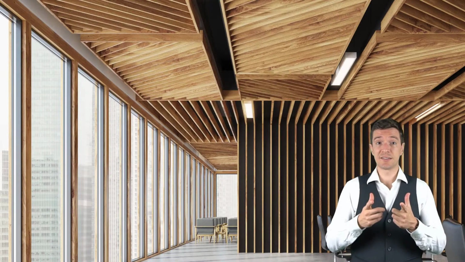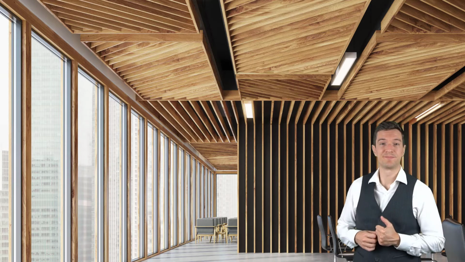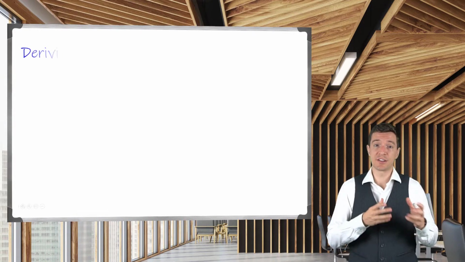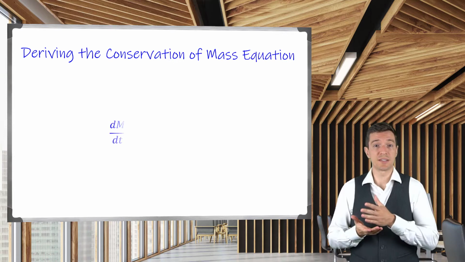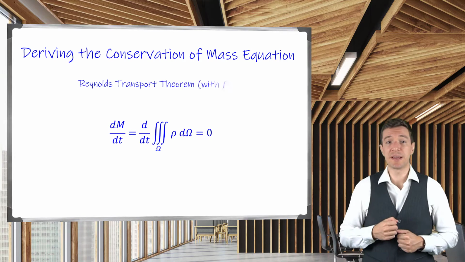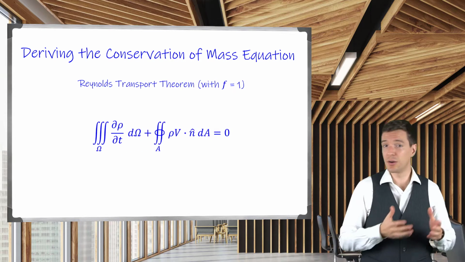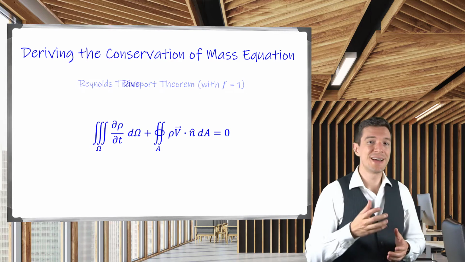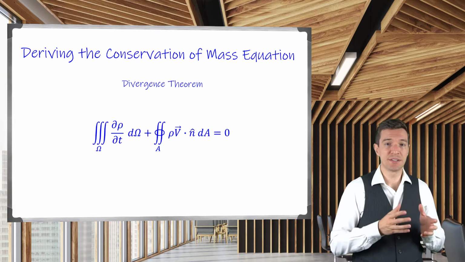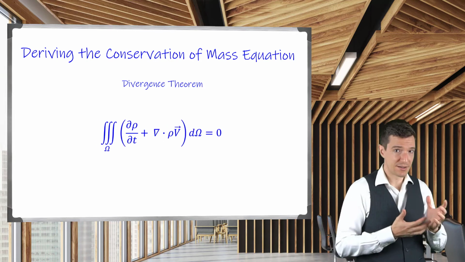So let's start and derive the conservation of mass in the Eulerian form. First, we start from the Lagrangian form, where the mass variation is equal to 0. We apply the Reynolds transport theorem to transform the equation into the Eulerian framework. Then we can apply the divergence theorem to substitute the surface integral with a volume integral.